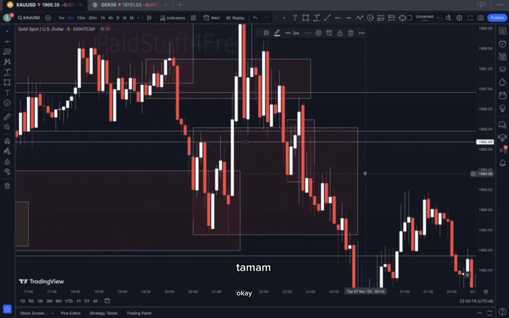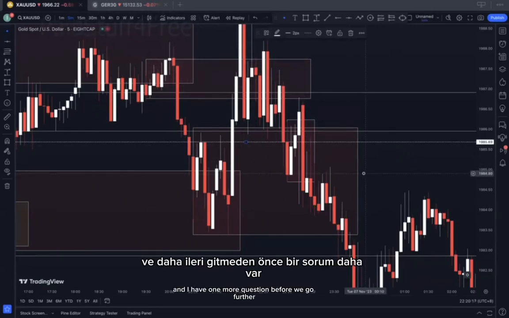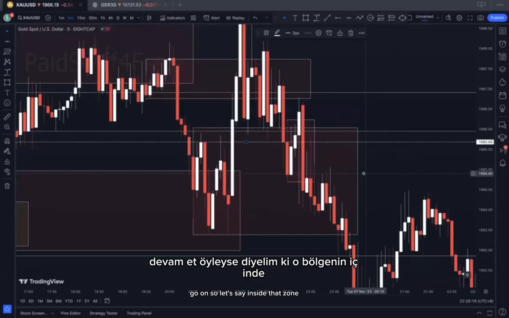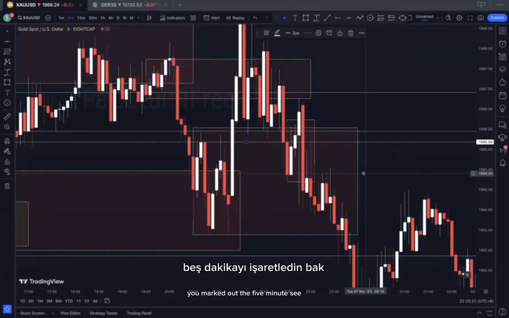So I have one more question before we go further, please. Okay, go on. Let's say inside that zone you marked out the 5 minute CE, it creates another engulf in the opposite direction, showing that it's going to break, and it's still inside the zone. Would you take a cut loss?